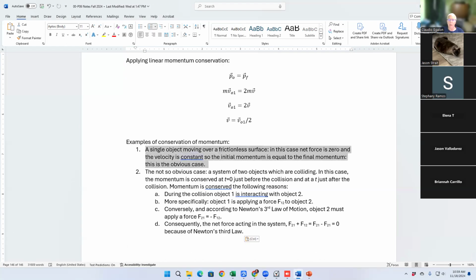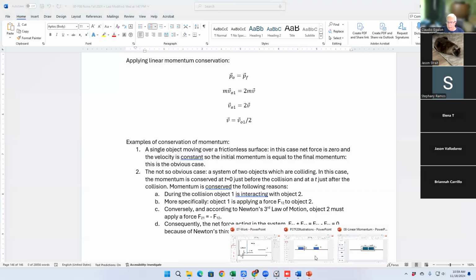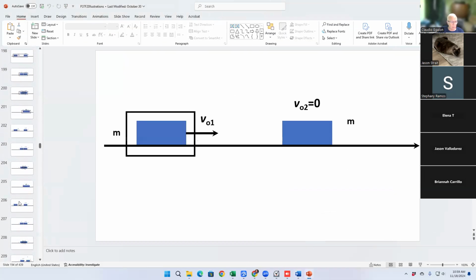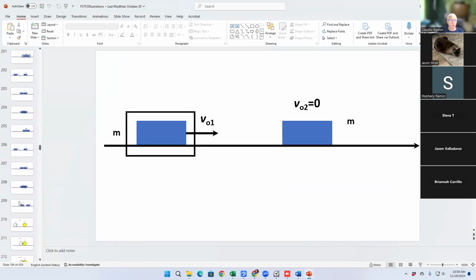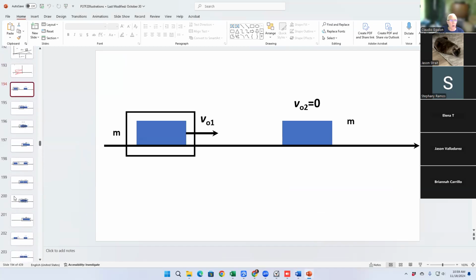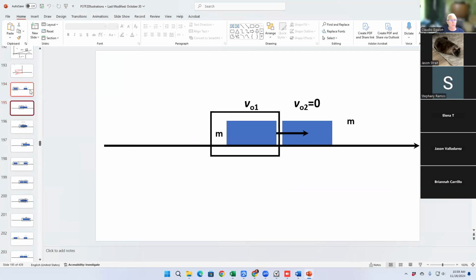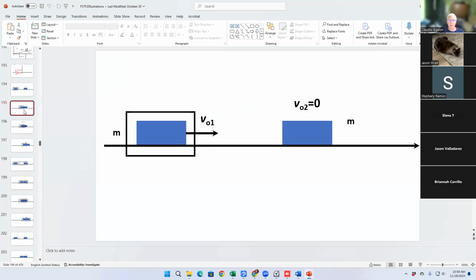A single object moving over a frictionless surface. Net force is 0 and the velocity is constant, so the initial momentum. I didn't illustrate that, but it can be. Let's see if I have it here. Yeah, I don't have an illustration for that. But from here to here is the illustration of a single object moving with constant velocity over a frictionless surface. And because of that, momentum for this object alone, the first one, would be considered conserved.